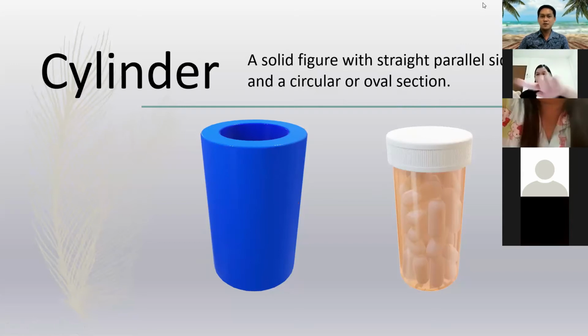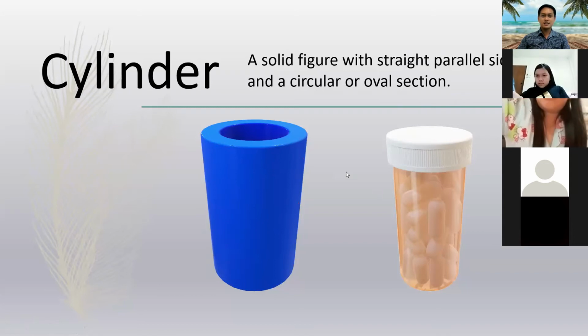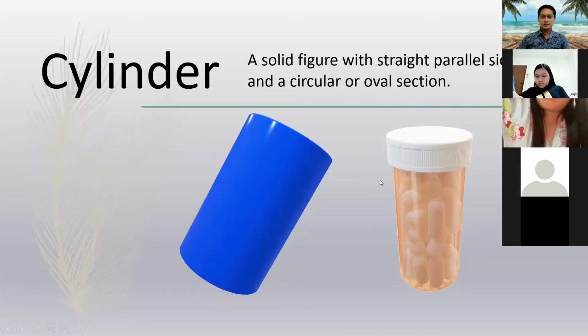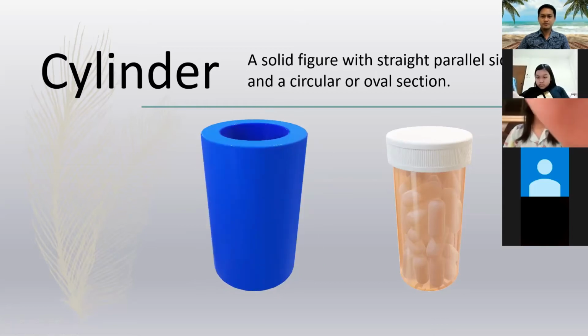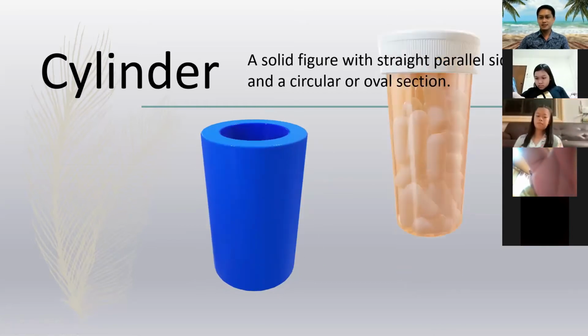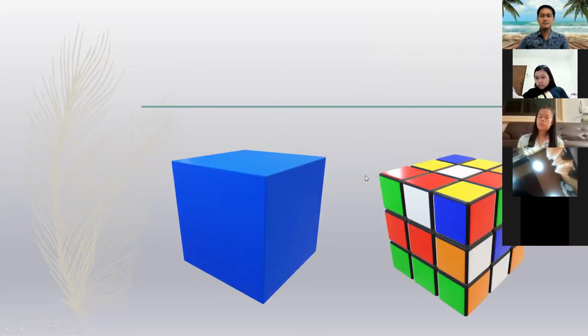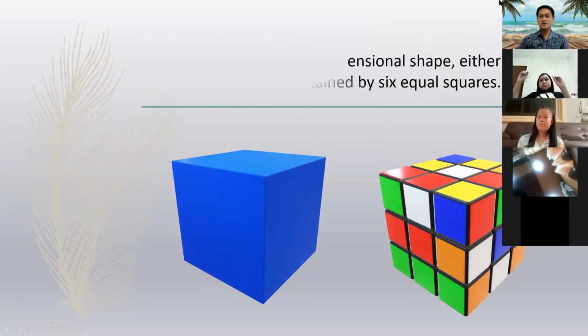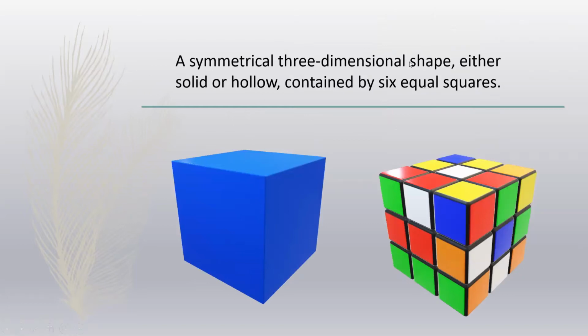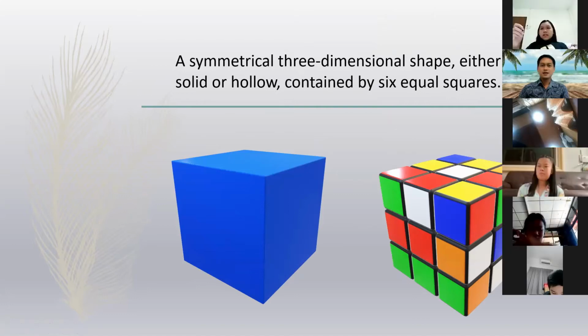You can unmute your mic if you want to answer. Okay, this is a cylinder. A 3D shape. Example. This is an example. A medicine container. Let's go to the next 3D shape. I think this is easy for you. A symmetrical three-dimensional shape, either solid or hollow, contained by 6 equal squares. What shape is this? Anyone? Can anyone guess what shape is this?